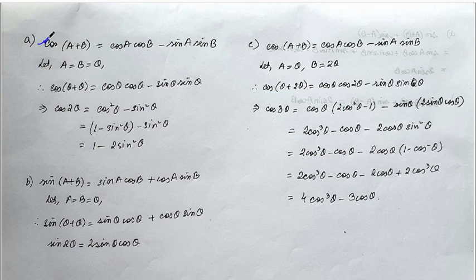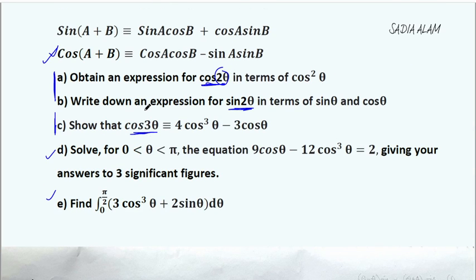So this is the formula: cos(A plus B) equals cos A cos B minus sin A sin B. In this one I am just replacing A and B by theta. So the left side will be cos of theta plus theta, where A and B are replaced. From here at the left side you will get cos 2 theta, and since they are multiplied together we have cos square theta. Similarly, it's sine square theta. But the final result has to be in terms of cos square theta.